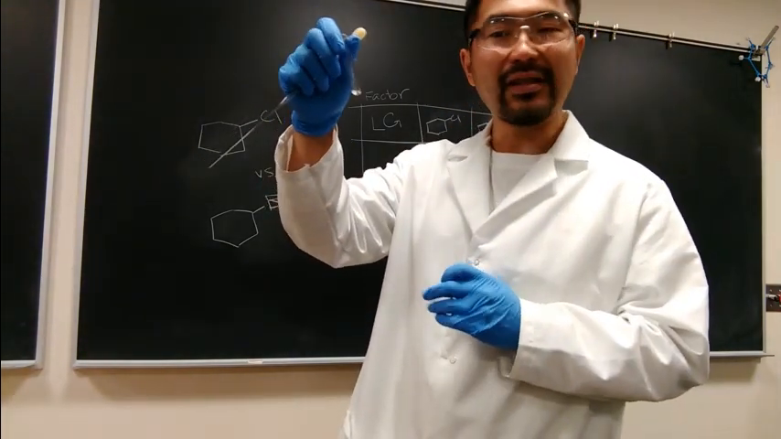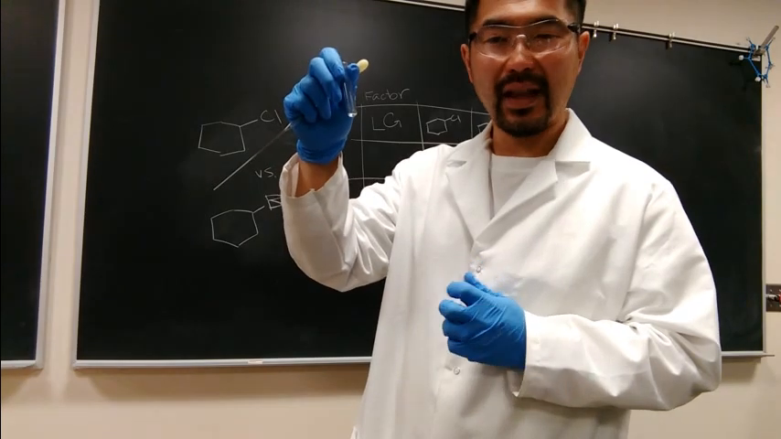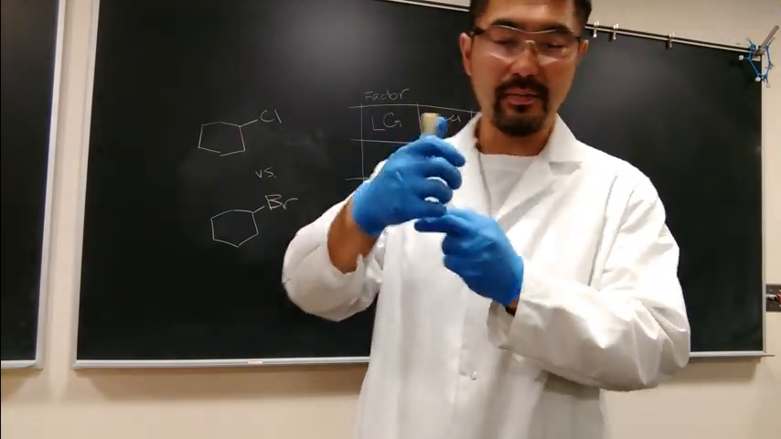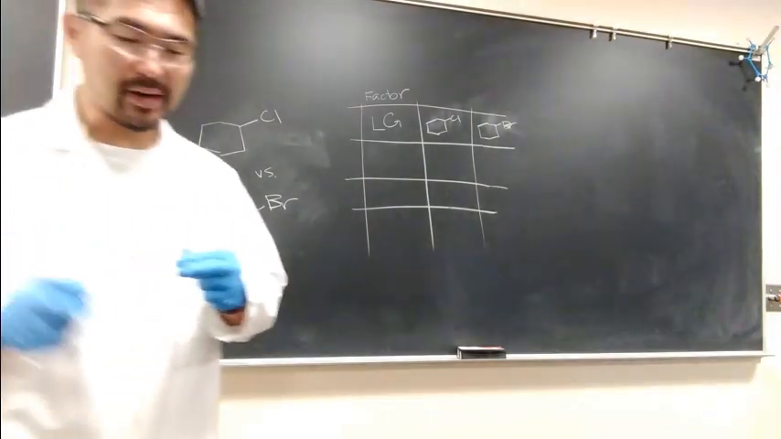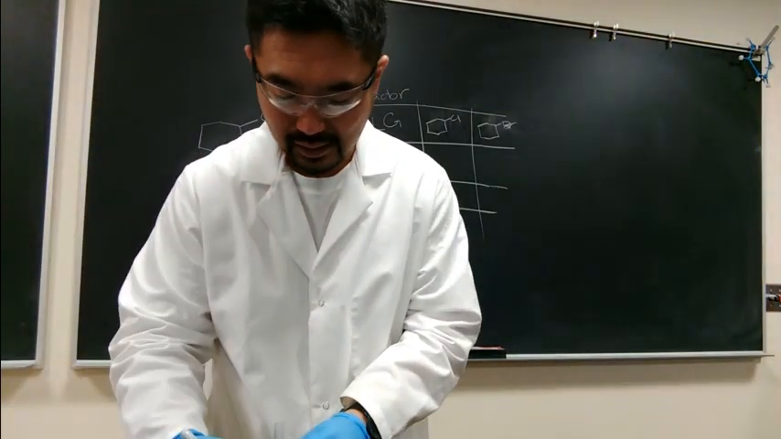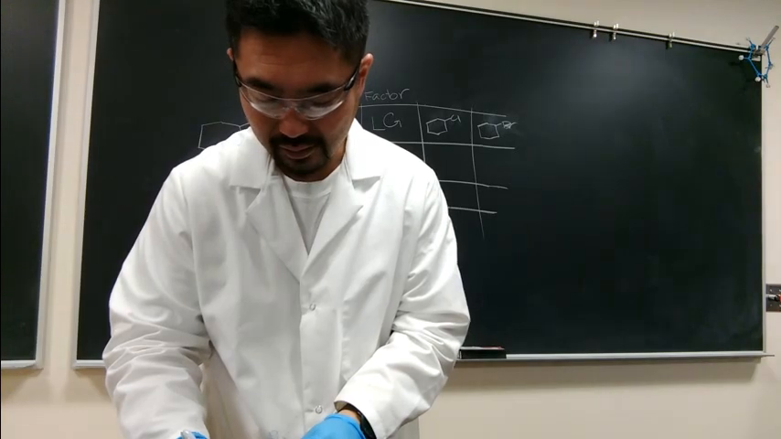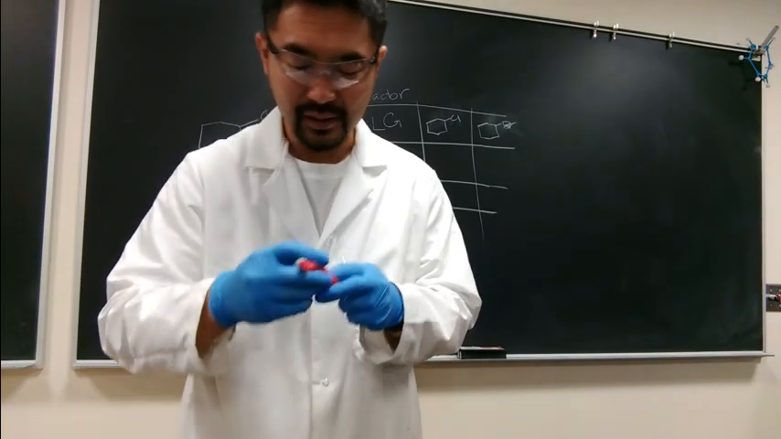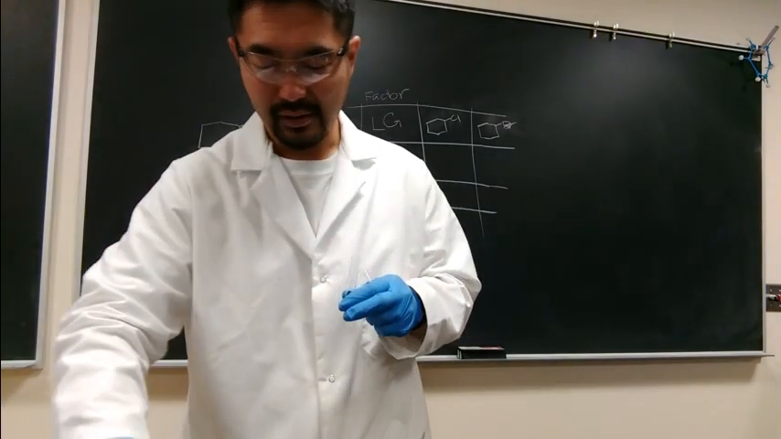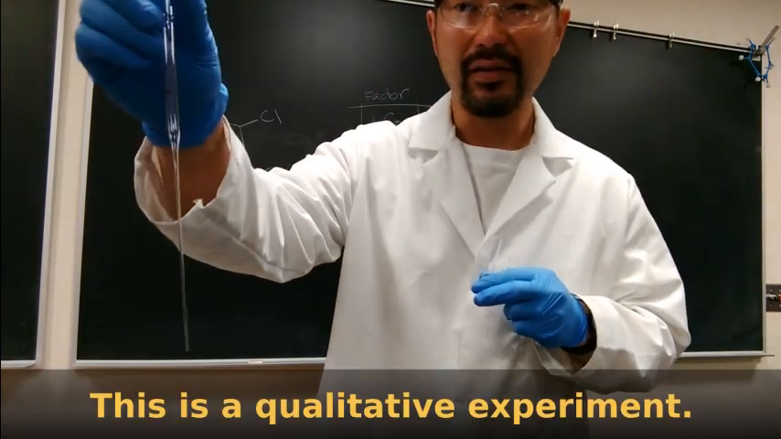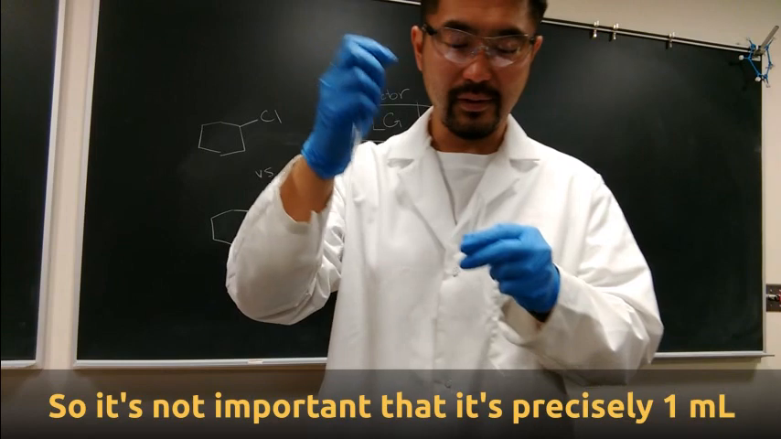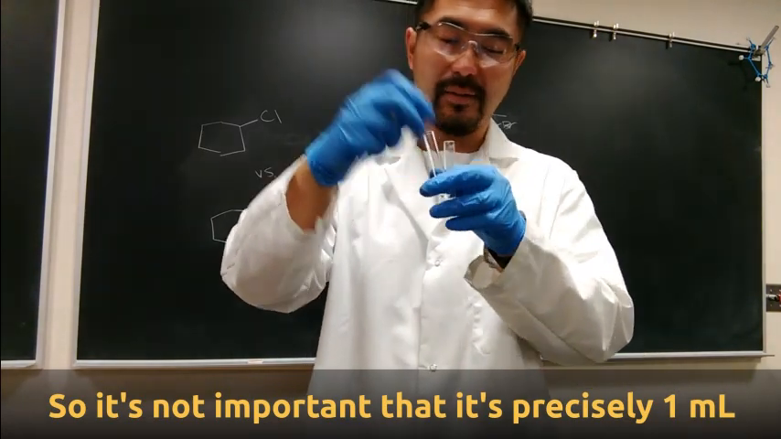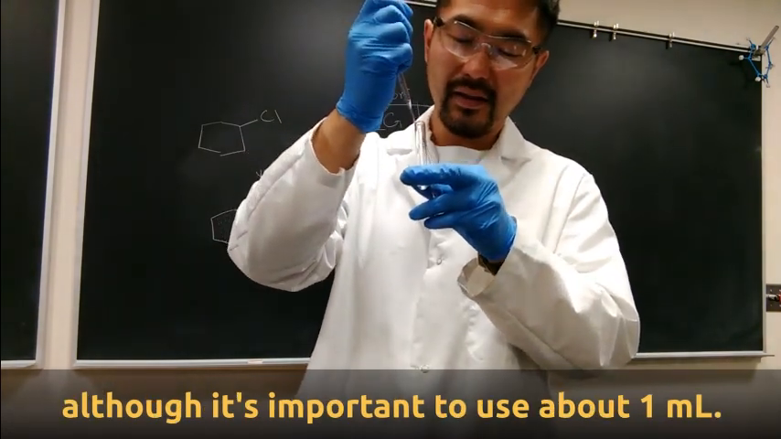And what I'm going to do is add about 1 milliliter, that I'm going to measure with my calibrated Pasteur pipette, and it's calibrated so that I know exactly where 1 milliliter should be on my Pasteur pipette. I don't know if you can see, there's a marking on the Pasteur pipette that marks where the 1 milliliter mark should be.